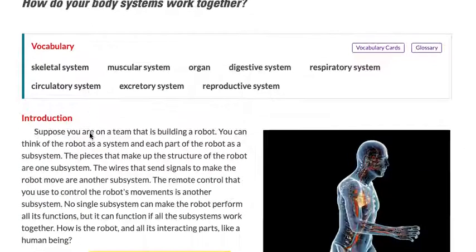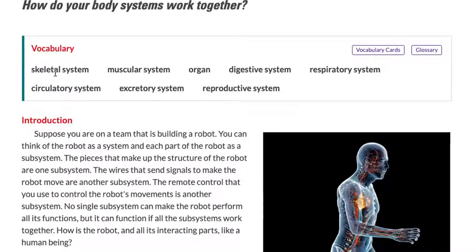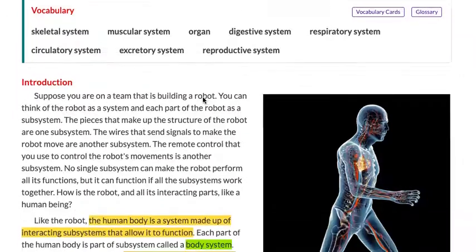Remember that you have your vocabulary words here: skeletal system, muscular system, organ, digestive system, respiratory system, circulatory system, excretory system, which is the same thing as the urinary system for our purposes, and the reproductive system. Remember that you have vocabulary cards here and the glossary for the entire book.